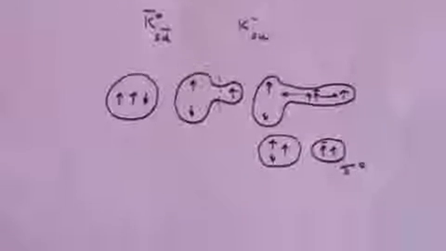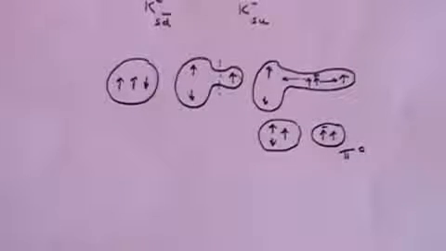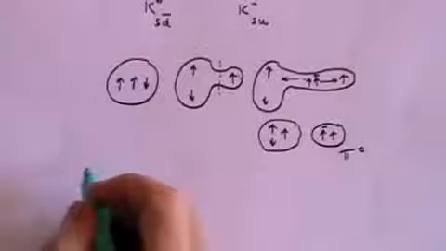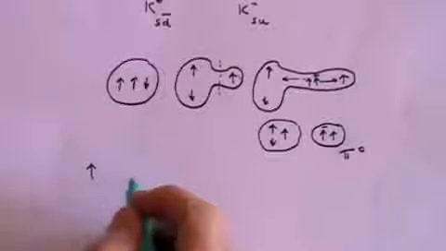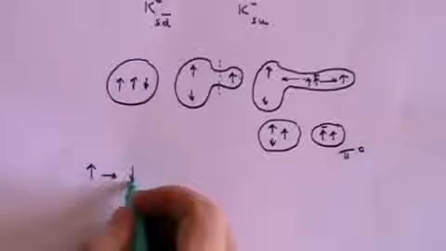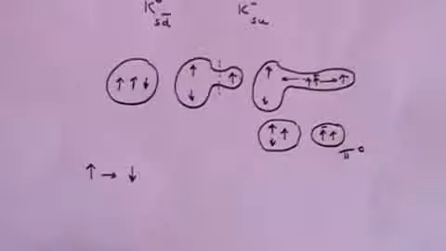Finally, I want to look at the weak interaction. We shall learn more about the 4 fundamental forces in a later video, but one of them is the weak interaction. And what the weak interaction basically does is it takes an up quark and turns it into a down quark, or vice versa.